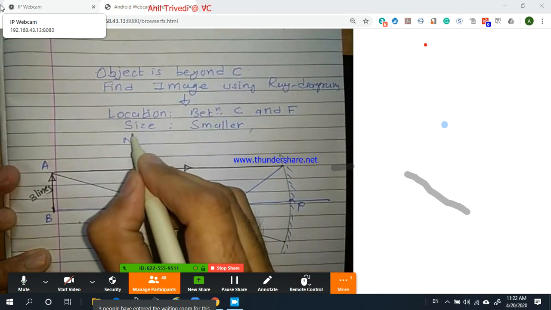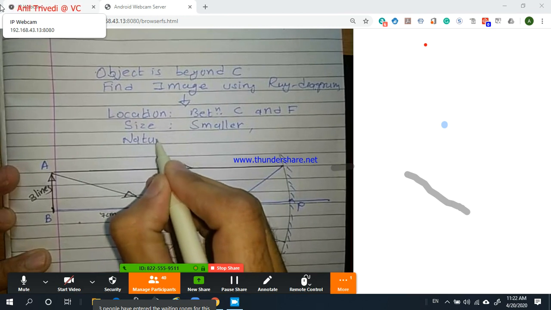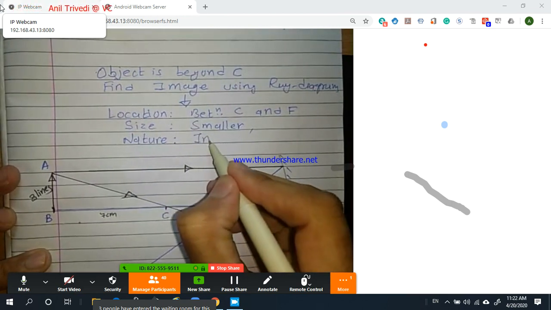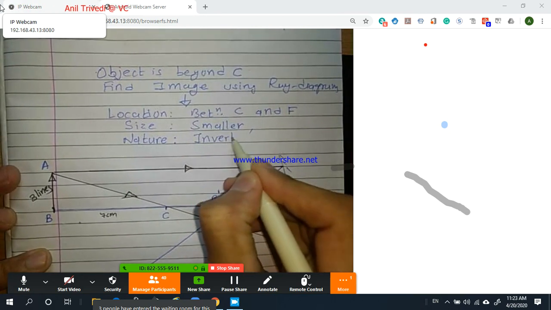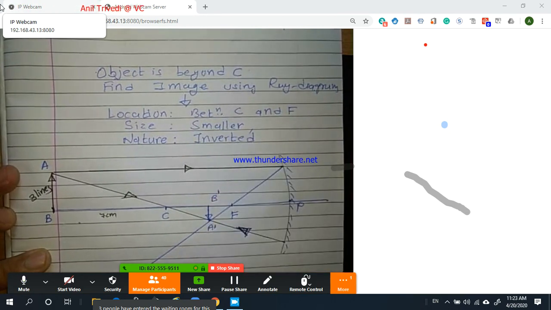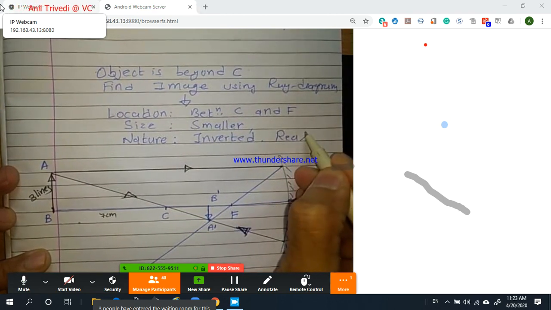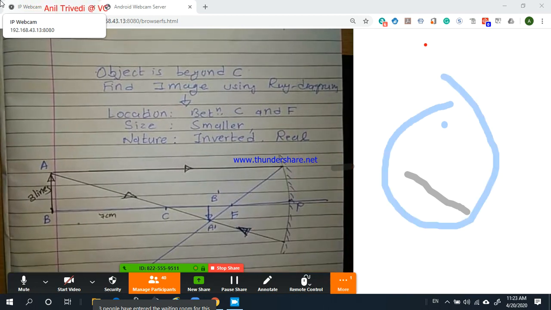And you can say nature. What is its nature? So one, it is inverted. Yes or wrong? Yes, it is inverted. And these rays are really meeting or appear to be meeting? Really meeting. Real. So the image is real. Are you clear with that?